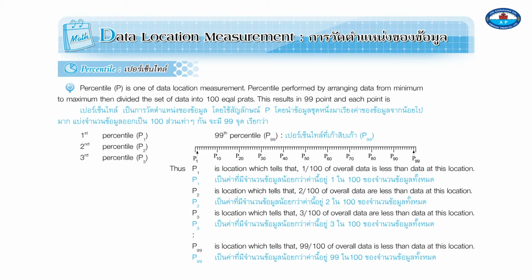Through P99, which is the location which tells that 99/100 of the overall data is less than the data at this location.